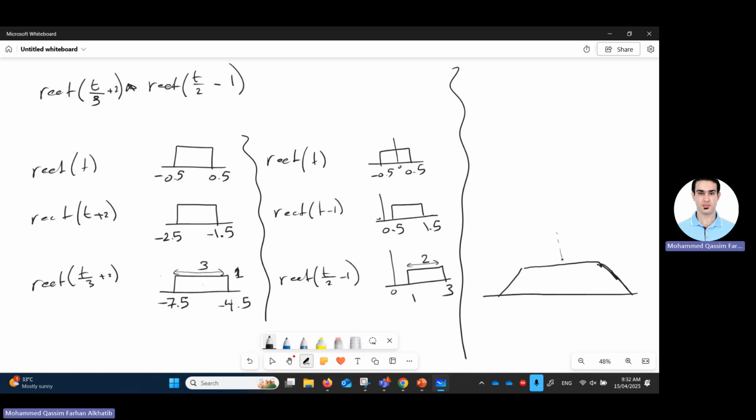That means this is a center point. This half is a mirror image of that half. Now, what about this value? It's the addition of this and this. So negative 7.5 plus 1, negative 6.5. This value here is negative 4.5 plus 3. So here I'm going to get negative 1.5.